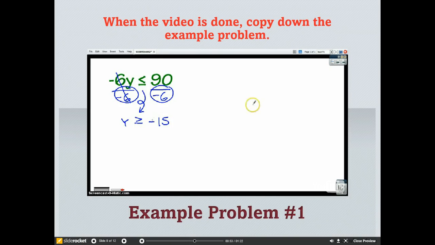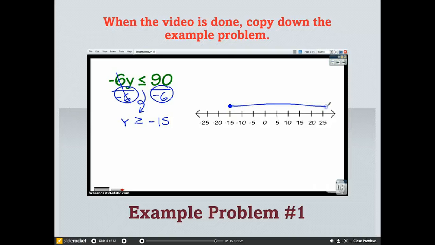Alright, now let's take a look at the graph. Let's get our number line up here. In this case, I just went by 5s because I want to go all the way down to negative 15. Y is greater than or equal to negative 15, so it means I want to start at negative 15 and include negative 15, so a closed dot, and then everything greater than that would be to the right. And that's how you solve the inequality negative 6y is less than or equal to 90.